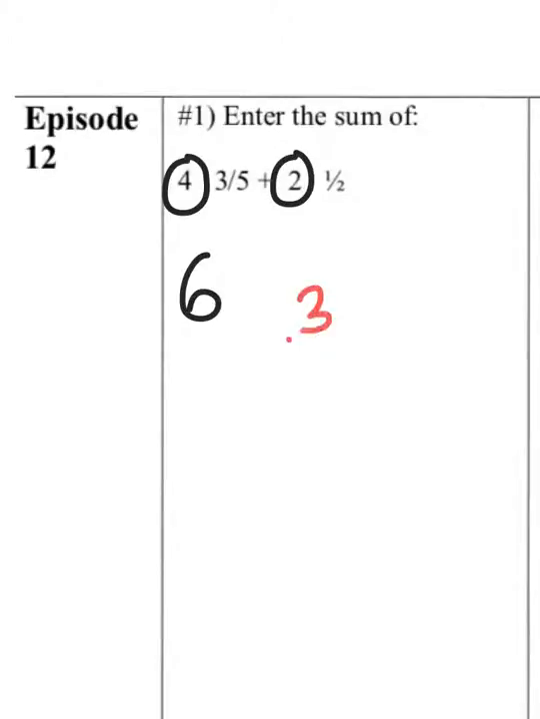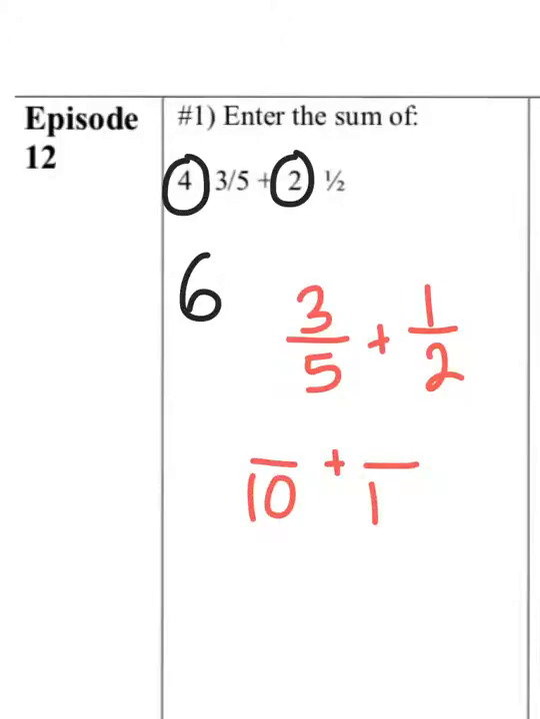Now let's work on the fraction by itself. There's 3/5 plus 1/2. We need to find a common denominator. 5 and 2 both share the number 10, because 5 times 2 gives us 10. And then we have to do the same thing for the numerator. That will give us 6/10.